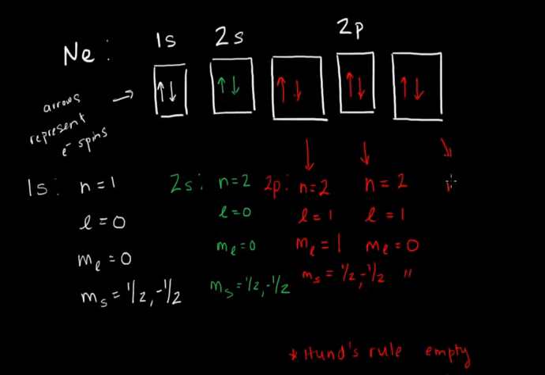Finally, here, our n is going to be equal to 2, our L 1. This time our m sub L is going to be negative 1, so remember our minimum m sub L value is negative L, and we're going to have the same spin states. So this is how we describe electrons using quantum numbers. You'll note that each electron in neon's electron configuration has its own individual set of quantum numbers, and it's this spin quantum number right here which differentiates the electrons within the same arm of the same orbital.